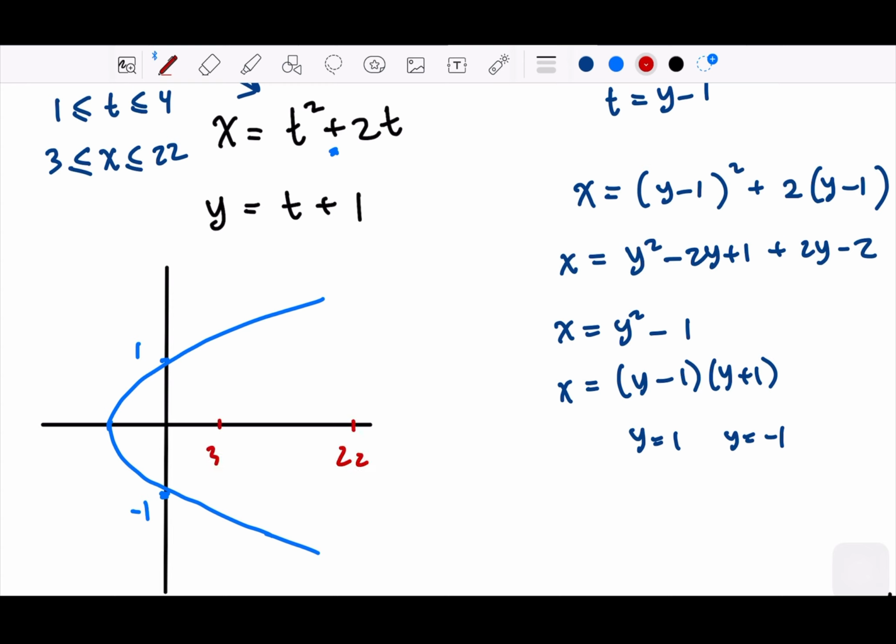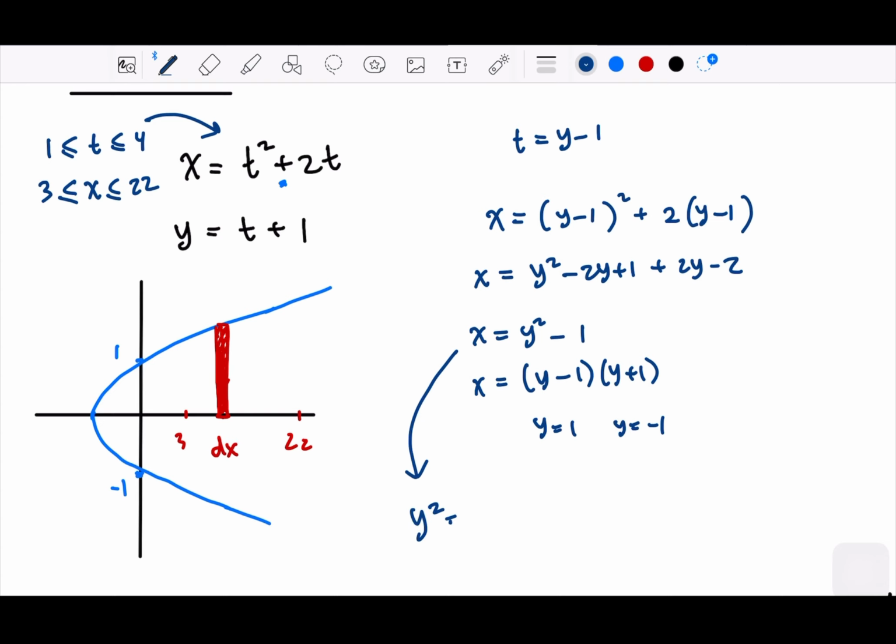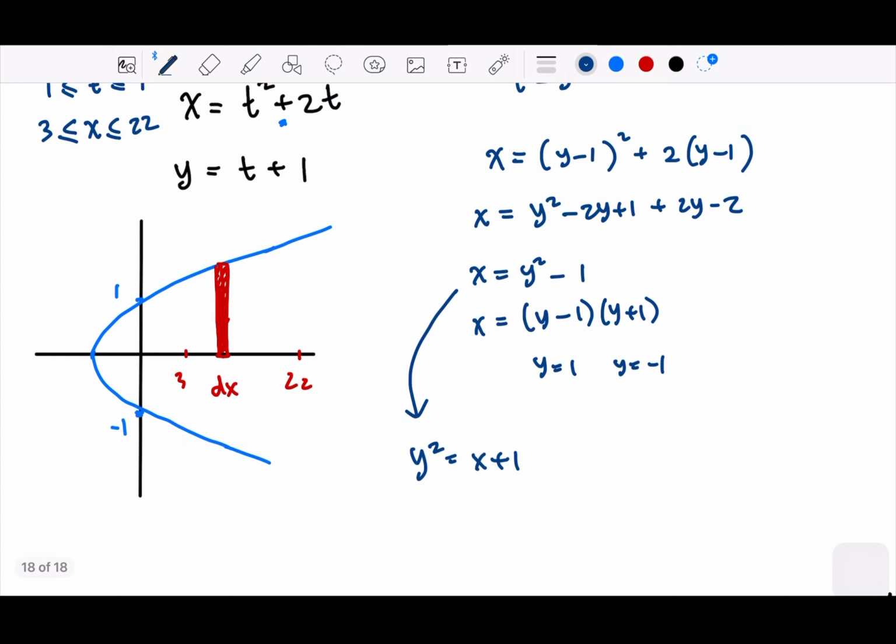So to give you an illustration, let's say we are going to evaluate in x. If we would like to evaluate in x, then in our equations, we need to take either plus the square root of x plus 1, or negative.